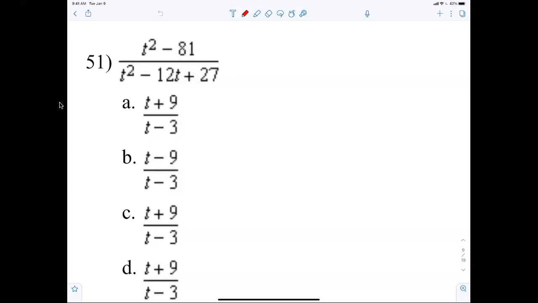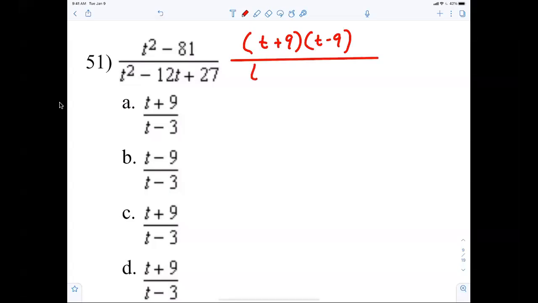All right, here we go. So factoring the top, t plus 9, t minus 9 on the bottom, t minus 3, t minus 9. Again, the t minus 9s would cancel. So t plus 9 over t minus 3.